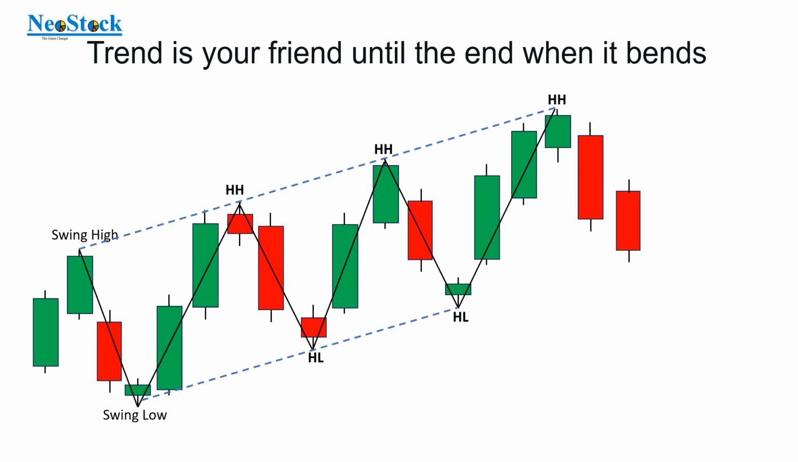Now let us look into one more scenario. This is the second scenario in uptrend. Now this up movement confirms this is the swing low. Now compare this swing low and the previous swing low.